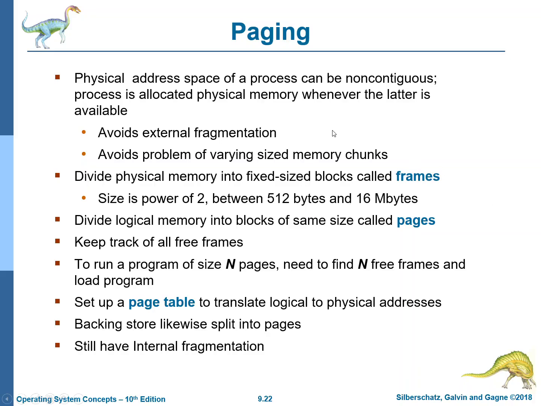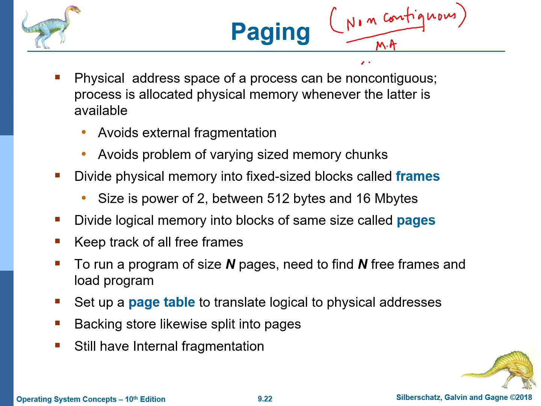So the second approach we have is paging. This approach is different than the previous approach of contiguous memory allocation, while this is a non-contiguous type of memory allocation scheme. As I have already told you, this is a non-contiguous type of memory allocation scheme.